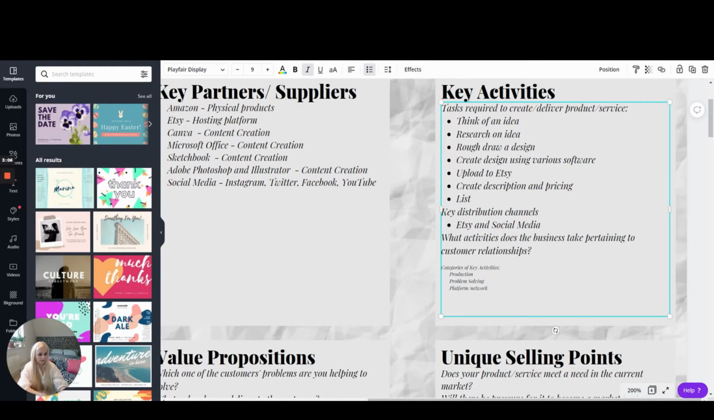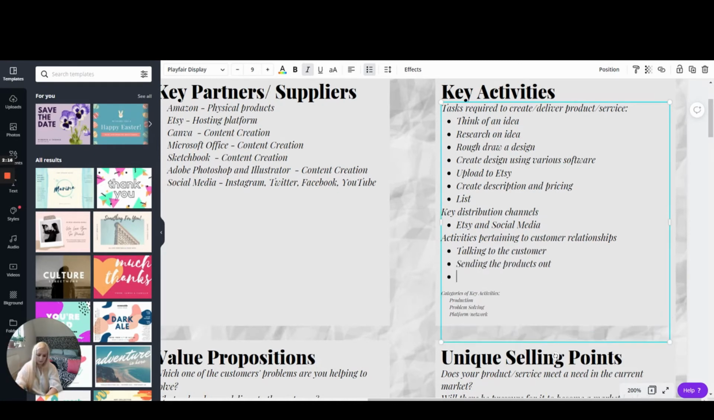Okay, and then lastly for this section, what activities does the business take pertaining to customer relationships? So customer relationships, these key activities might be talking to the customer, sending the products out, dealing with customer queries. I know what's really popular with Etsy is to add a little freebie, so offering freebies or promotions, social media posts and engagement.